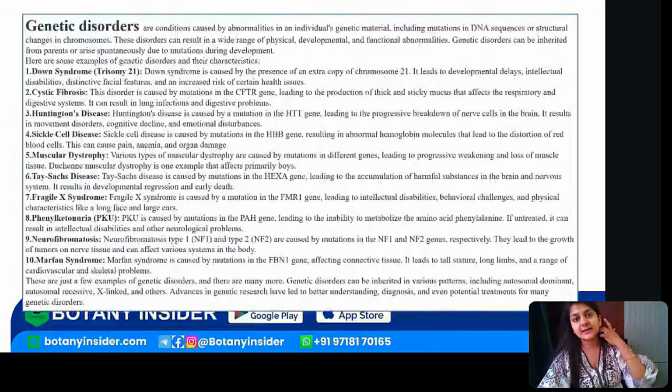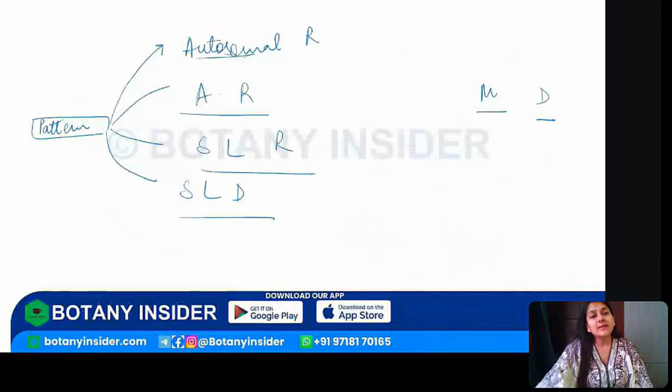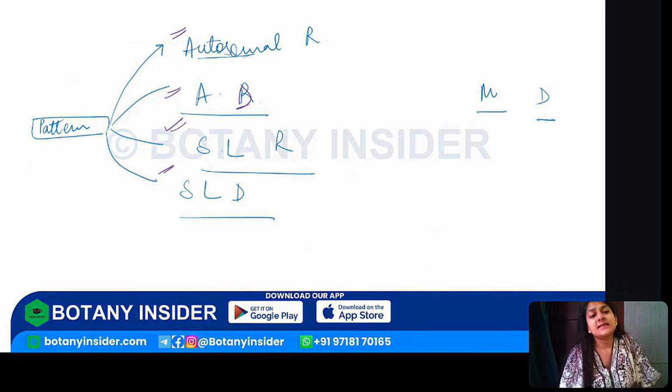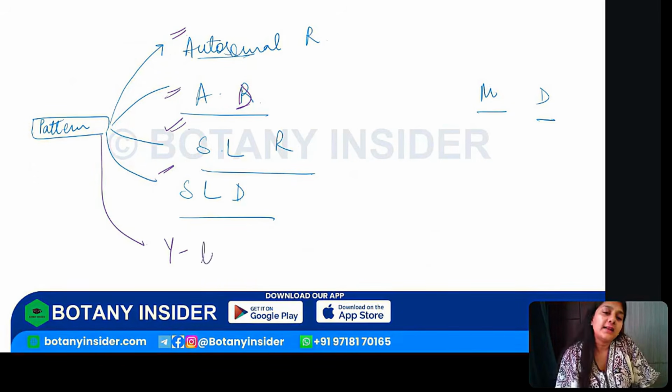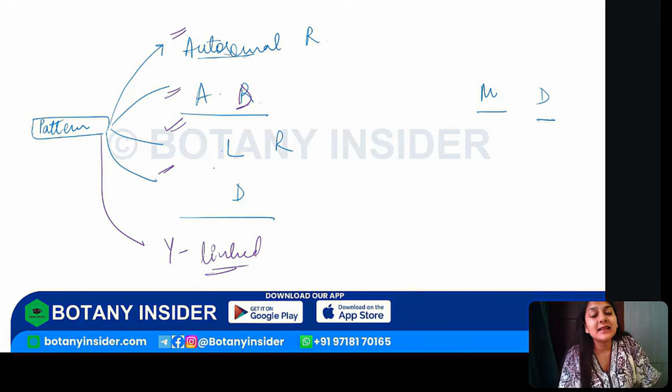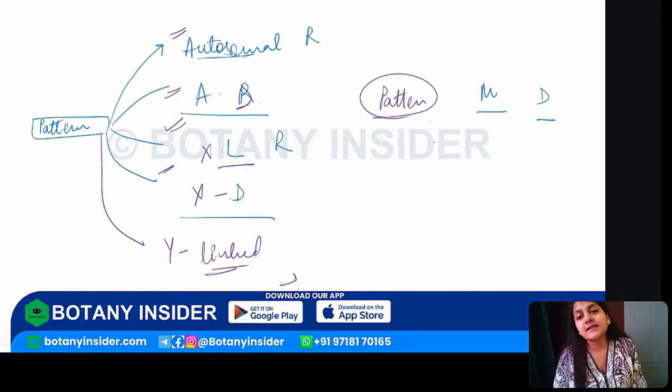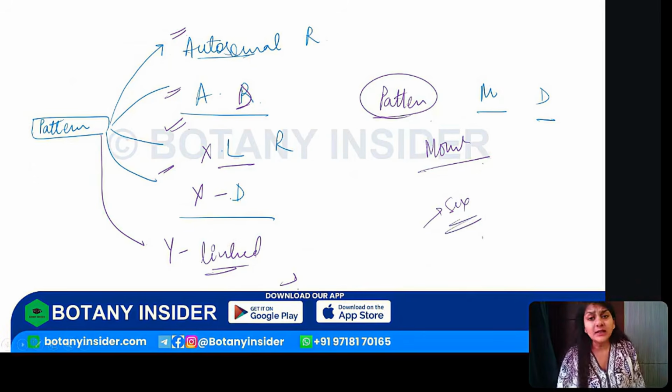Five different types of patterns of inheritance are there: autosomal recessive, autosomal dominant, X-linked dominant, X-linked recessive, and the last one is Y-linked. In each of these scenarios, you get to see a specific pattern being followed, and for this, a good understanding of monohybrid crosses and sex determination is required. Also, some question practice is required.